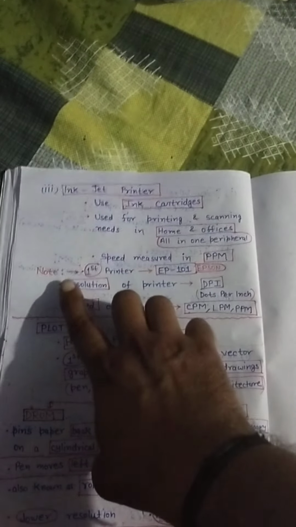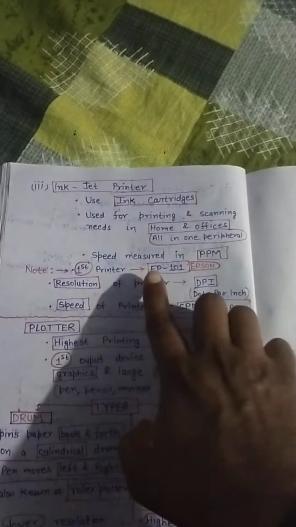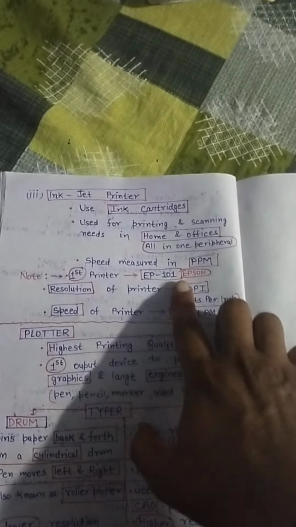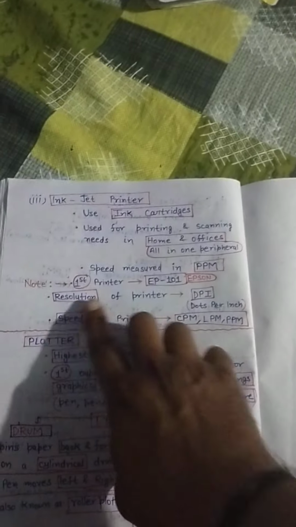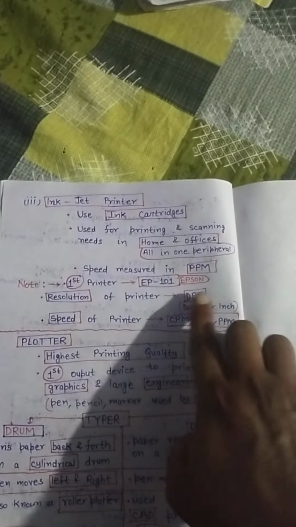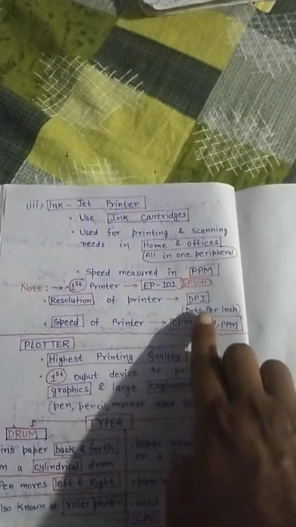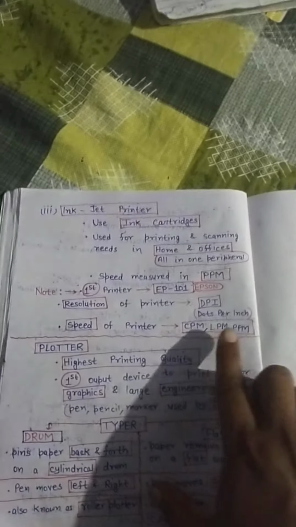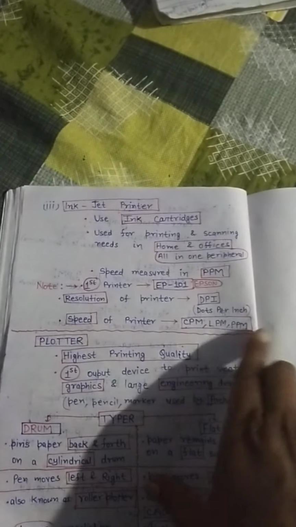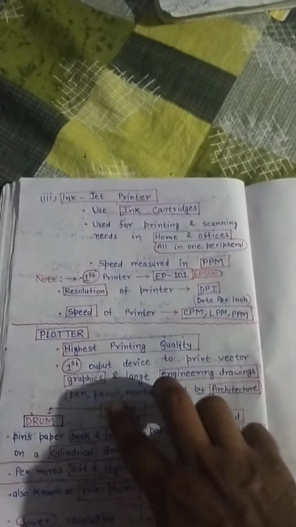Some important points. The first printer was EP101, developed by Epson Company. Resolution of a printer is measured in DPI, dots per inch, while speed of a printer is measured in CPM, LPM, and ppm. Full forms we have seen earlier.